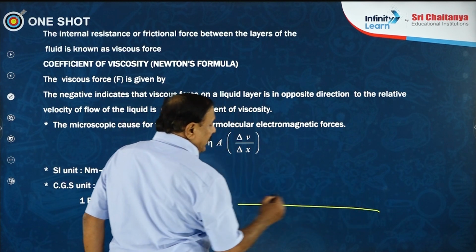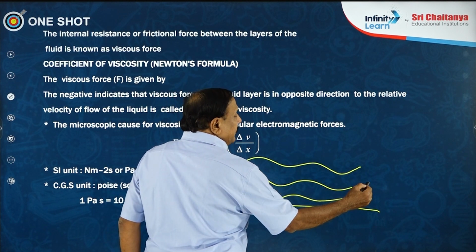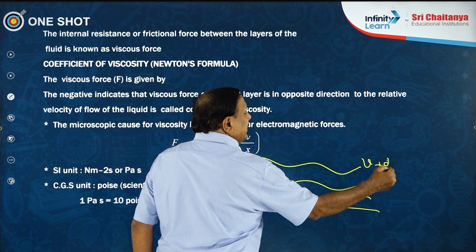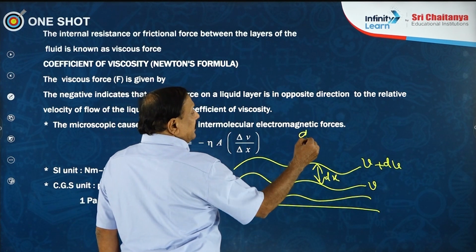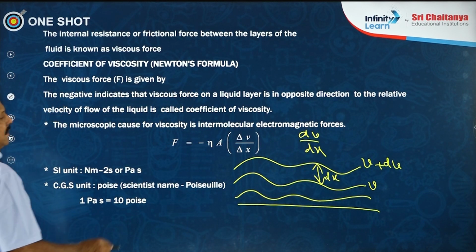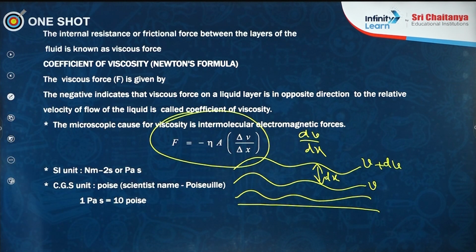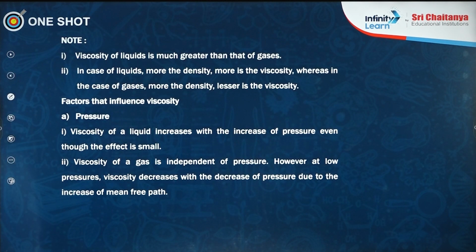Again I repeat, suppose a liquid is flowing on a horizontal surface, consider the liquid as different layers. If v is the velocity of this layer and v plus dv is the velocity of that layer, and the separation between the layers is dx, then dv by dx is called velocity gradient. According to Newton, the viscous force between two layers of the liquid is F equals minus eta A dv by dx. Go through the units for the coefficient of viscosity, as they can be confusing in the exams.